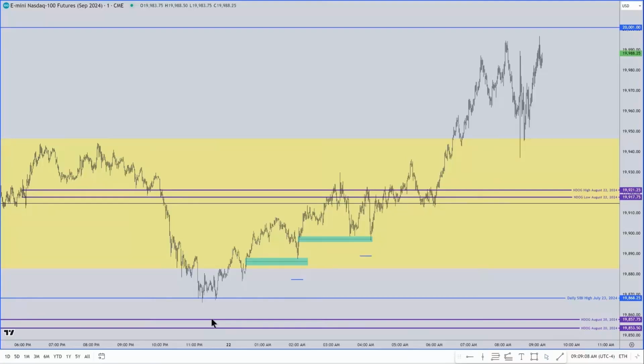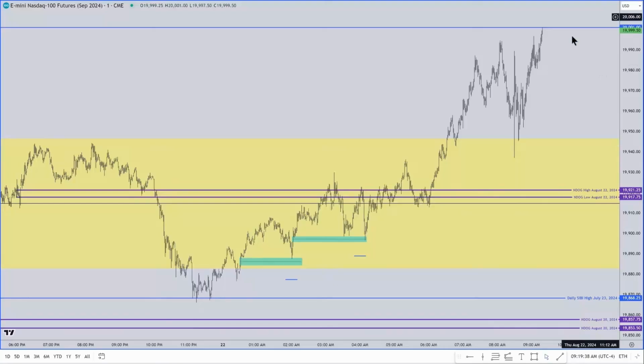The yellow shaded area here is the entire daily volume imbalance. If you notice, this level here, the 20,001, is the rejection block from the daily chart. This is the full daily volume imbalance. This is our new day opening gap for today. You see the reference points over here. So it's tapping that rejection block.